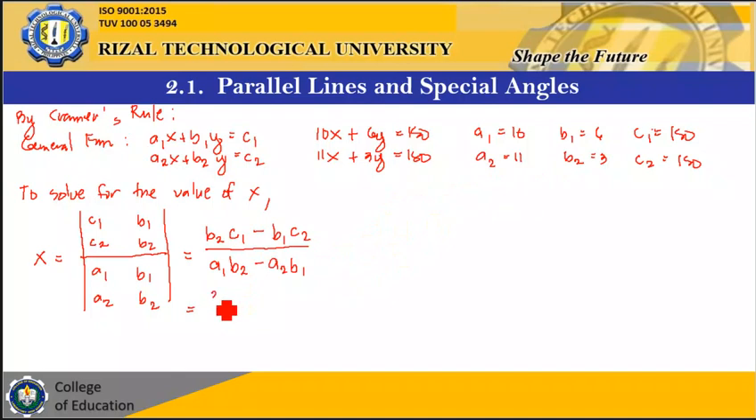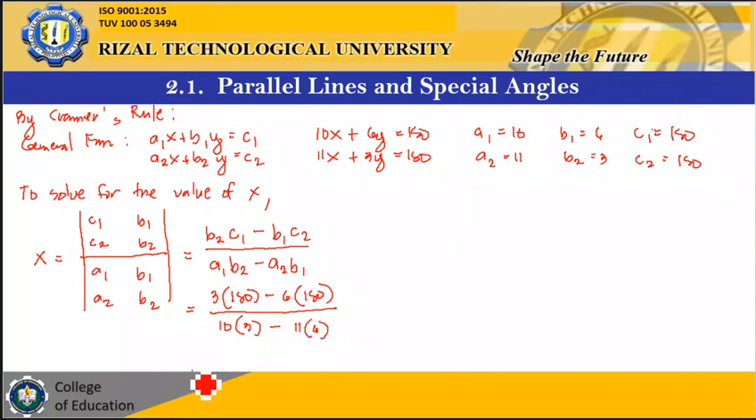So b sub 2 is 3 times c sub 1 is 180 minus b sub 1 is 6 times c sub 2 is 180, all over a sub 1 is 10 times b sub 2 is 3, minus we have here a sub 2 is 11 times b sub 1 is 6.